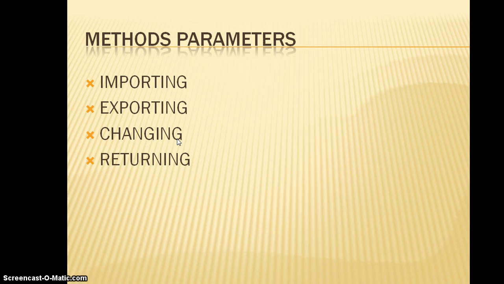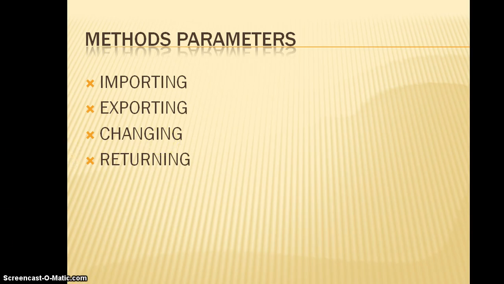To get some values from methods, one can use the exporting, changing and returning parameter. If we use returning parameters, we should not use exporting or changing parameter. Only one returning parameter can be used in a program. And returning parameters are only passed by value.